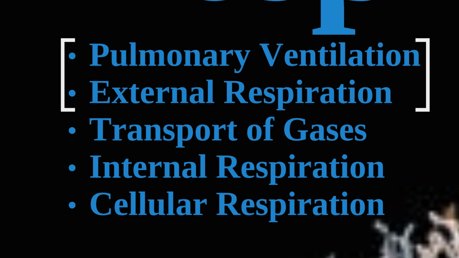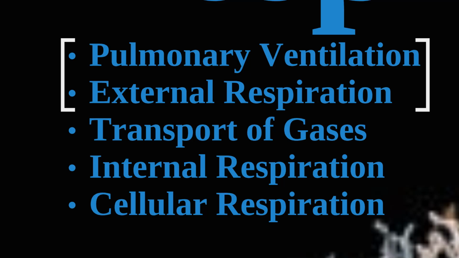Actually, only the first two are taking place within the respiratory system, and the rest is taking place outside in the rest of the body. But the respiratory system is responsible for pulmonary ventilation, which is another way of saying breathing, moving air in and out of our lungs. And then external respiration is to move the specific gases that we need into our body from that air in the lungs.